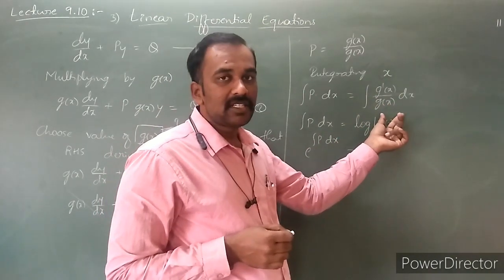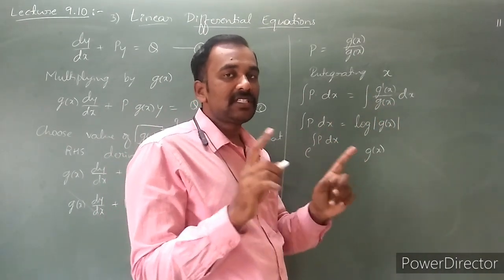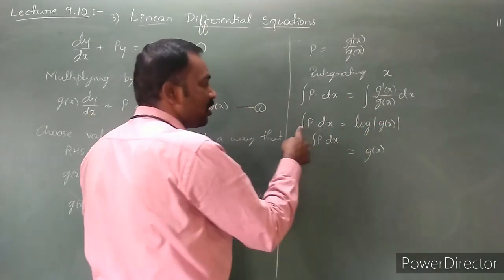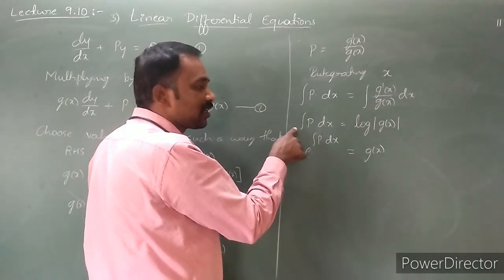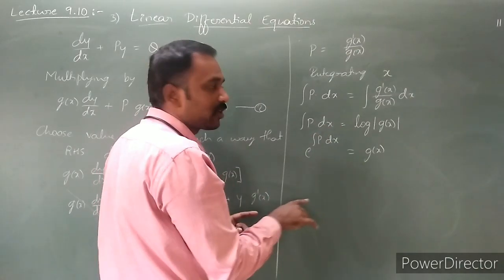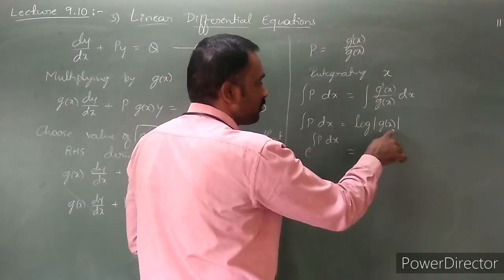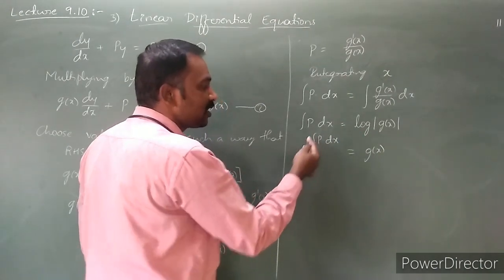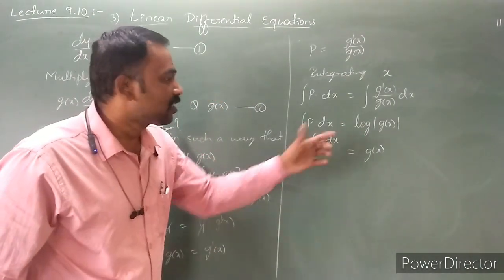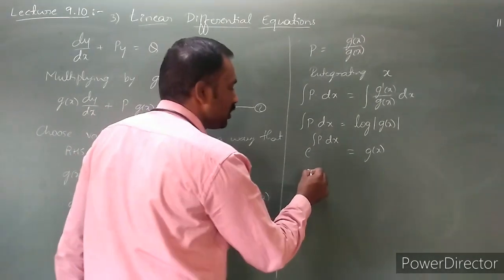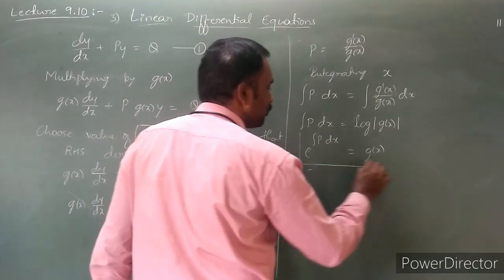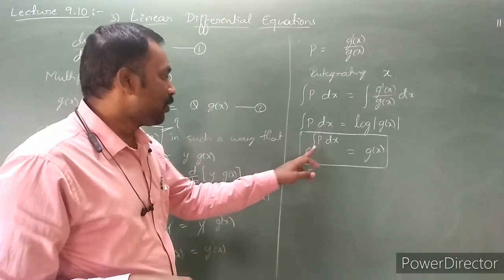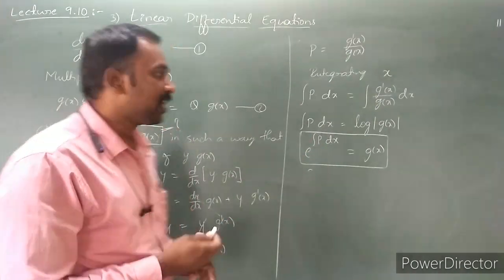Both sides are integrated, so the integration constant is sufficient on only one side. Either write it on the right hand side or on the left hand side. I wish to write it on the left hand side, so let's forget it. So log of g of x. I need to get the g of x value, so remove the log. Removing the log, the left hand side is e power integration of p into dx. Therefore, what is the g of x value? G of x value is e power integration of p into dx.